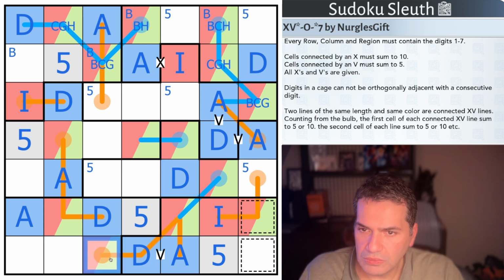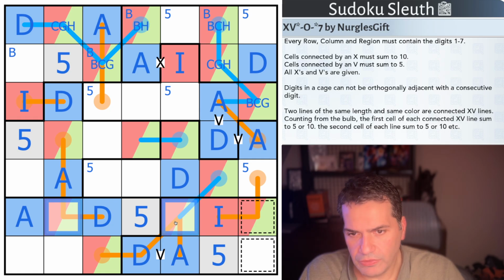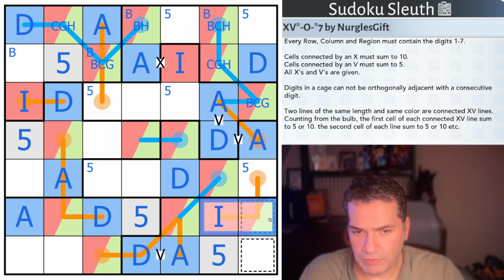This cell is paired up with this one. These two are paired up. They can't be both low. If they're both low, then I've essentially got 1, 2, 3, 4, 5, and these would end up being 6, 7, and they're of course consecutive, orthogonally adjacent with a consecutive digit in this cage, and that breaks the rule. So that has to be a low digit.